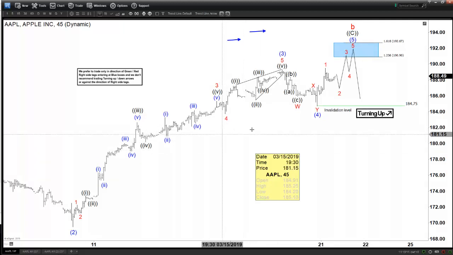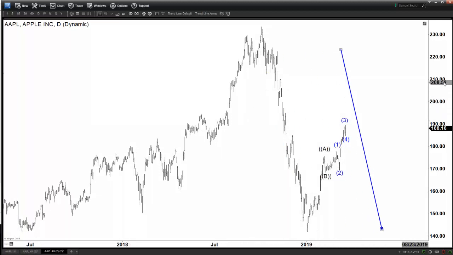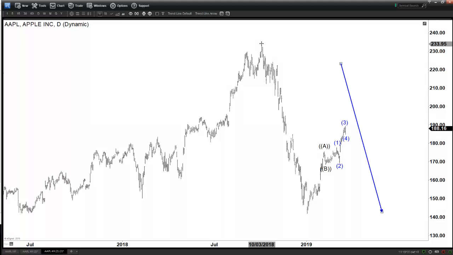Now let's take a look at the slightly higher degree here. I will take a look at the daily chart. Now take a look at this one on the daily. After topping out in October 2018, this decline here does look impulsive. I mean, it's very hard not to label it as an impulse when it was looking very impulsive, right? And you can see that it dropped almost 40%, right? It dropped 40% in just 3 months.